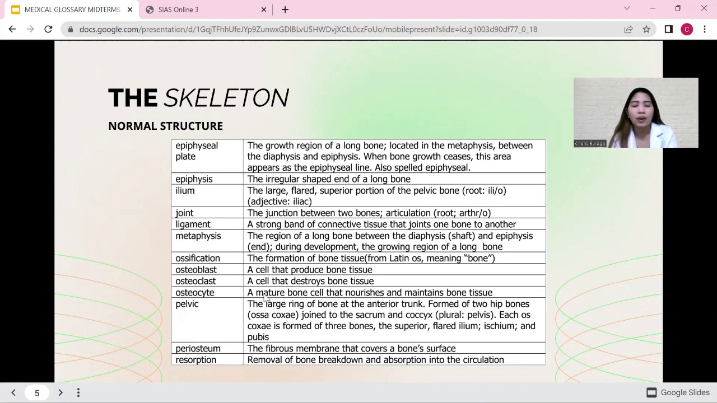The pelvic, alam nyo na yan, the large ring of bone at the anterior tract. Diyan nakalocate ang form of two hip bones, the ossa coxae joined to the sacrum and the coccyx, yung dulo. So each os coxae is formed of the three bones: the superior, flared ilium, the ischium, and the pubis. So tandaan yan, it might come out in the midterms exam.